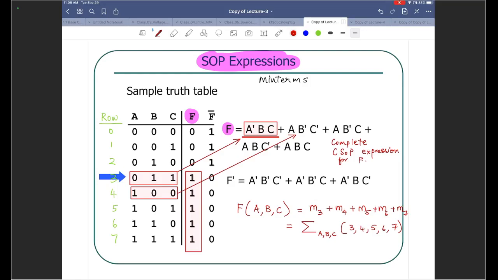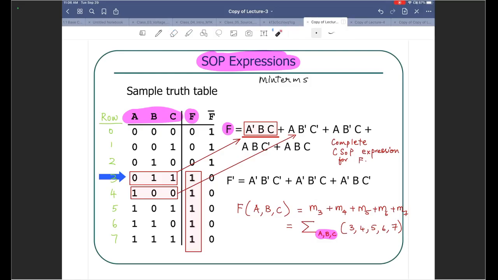It is extremely important for you to mention the order of the inputs here, because as soon as you change the order of the inputs, all the numbers get rearranged. So a very, very important point: you have to mention the order of the inputs A, comma B, comma C, because if you change it, the numbers will no longer be 3, 4, 5, 6, 7. They will be something else. So that's how you would write it for F.